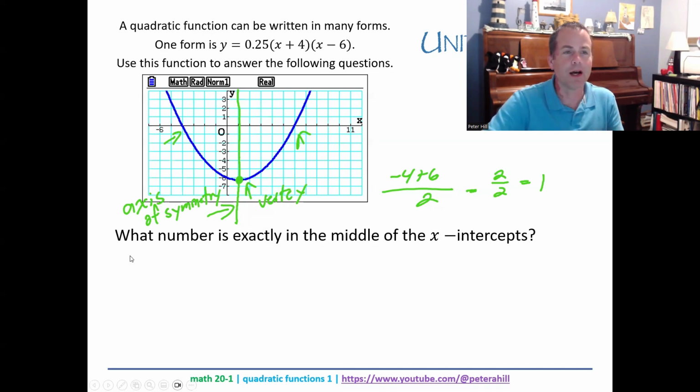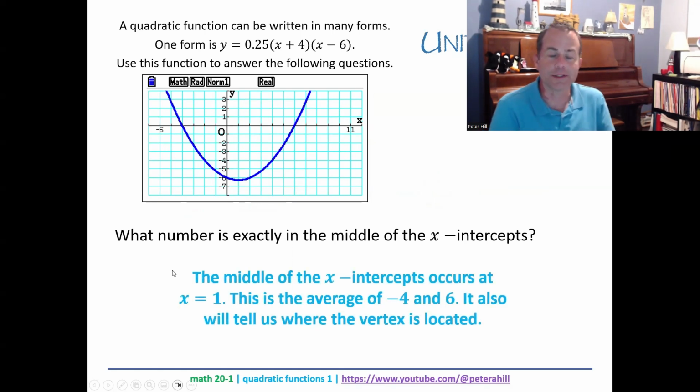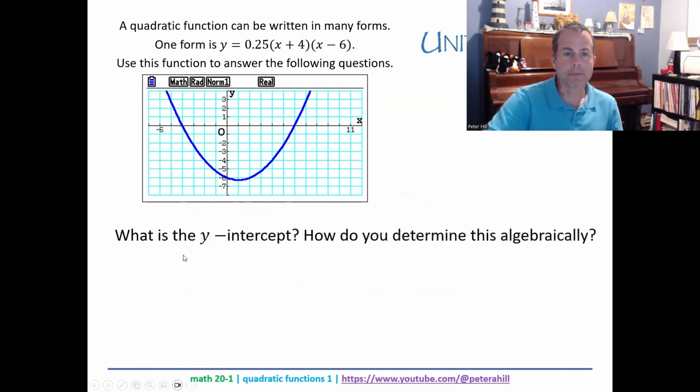Okay. So we have right in the middle of the x-intercepts, that occurs at x equals 1. This is the average of negative 4 and 6. It also tells us where the vertex is located. All right, what is the y-intercept and how would we determine that algebraically?